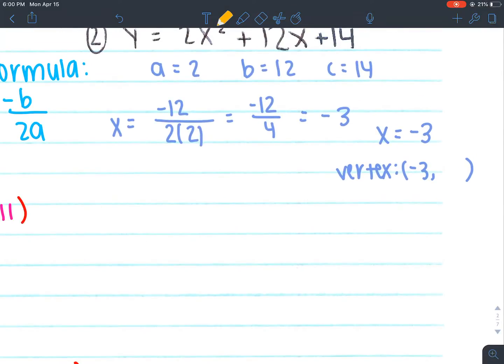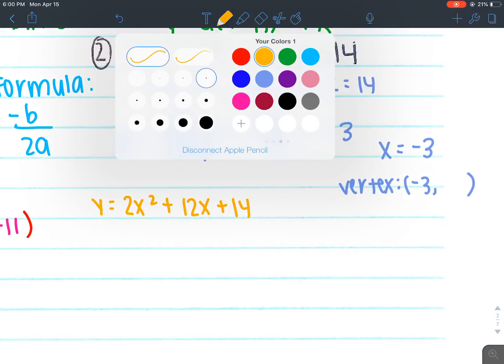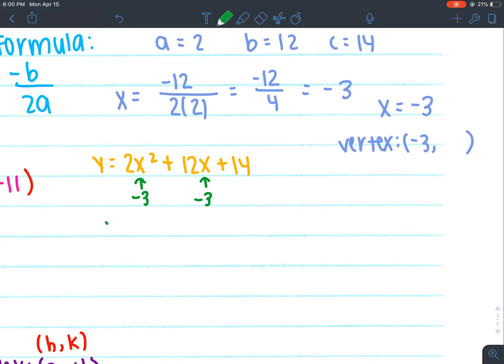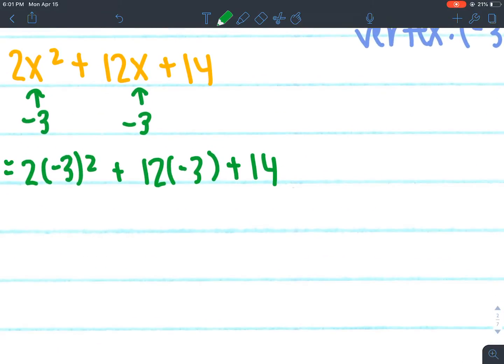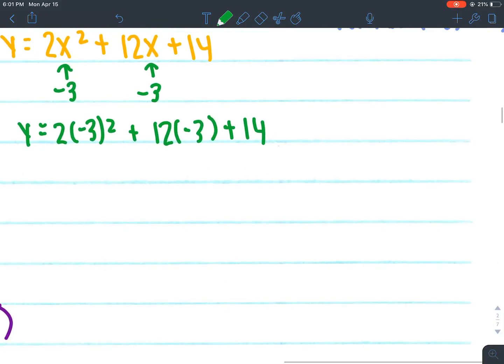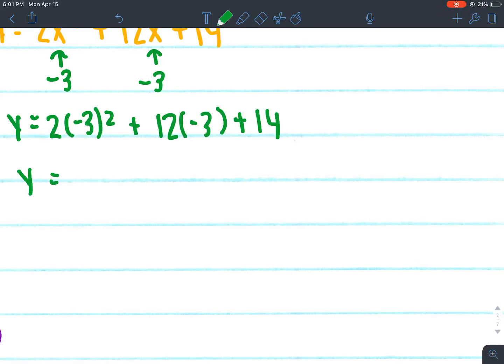Okay? So I'm going to plug in y equals 2x squared plus 12x plus 14. Anywhere I see an x, I'm going to plug in negative 3 since I know that x is negative 3. So I have y equals 2 times negative 3 squared plus 12 times negative 3 plus 14. Again, if you're in on level, you can go ahead and plug that in the main part of your calculator, and it will calculate that for you. But if you're in pre-AP, here we are, simplifying this.